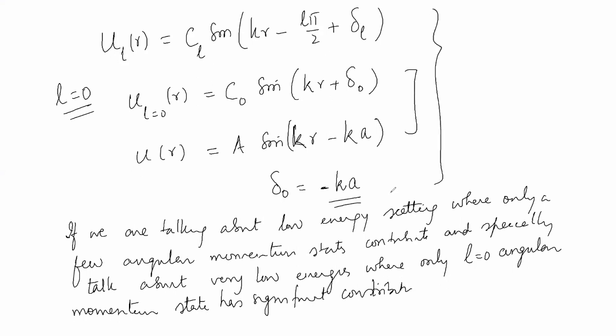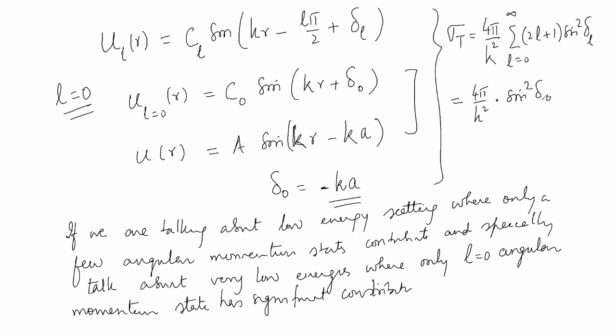Then recall the expression for the total scattering cross section which I wrote last time. This was 4 pi by k square, sum over L equal to 0 to infinity, (2L plus 1) sin square delta_L. Now we are talking about only the contribution from the L equal to 0 partial wave. This will be equal to 4 pi by k square sin square delta_0.